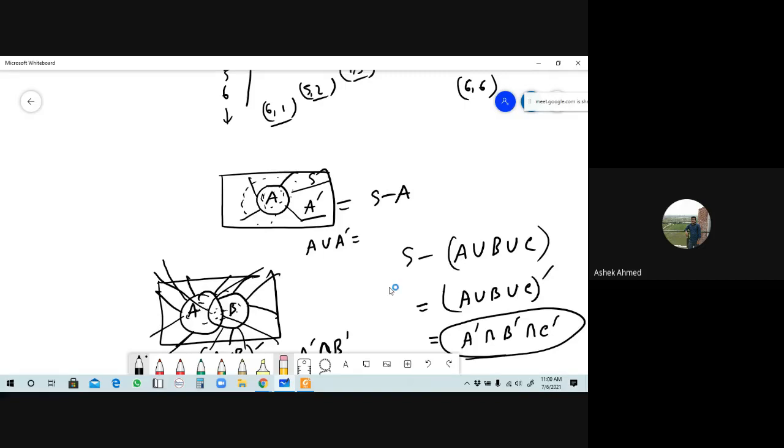If you take A union A complement, then what will this be? This will be S, total, including A and also A prime. So this will be the total sample space.